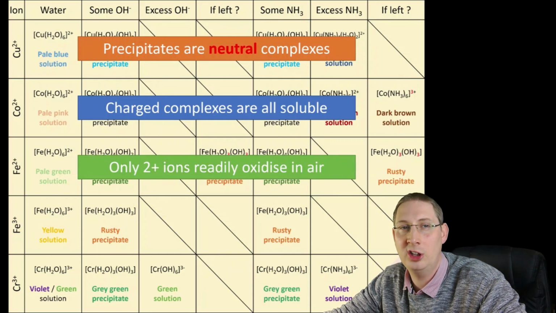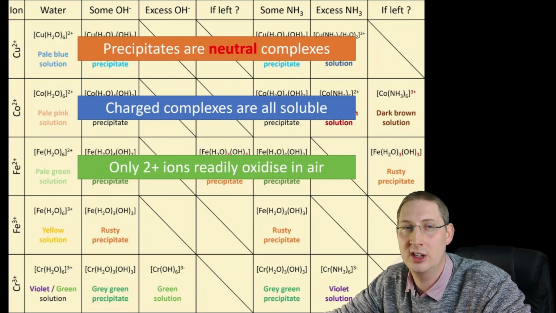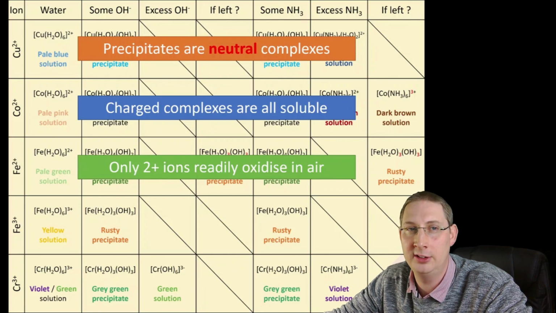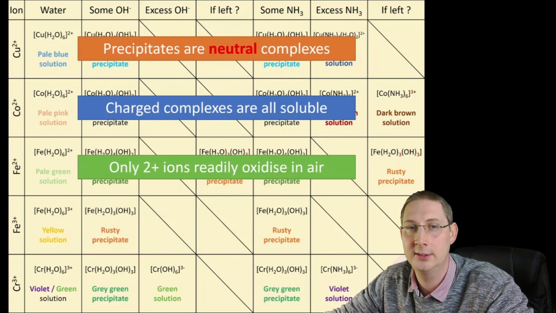It is only the 2+ ions that oxidize in air. You can't oxidize the iron 3+, you can't oxidize the chromium 3+ in air. It is just the cobalt 2+ and the iron 2+ that oxidize. Copper 2+ does not oxidize because copper does not show the 3+ oxidation state.